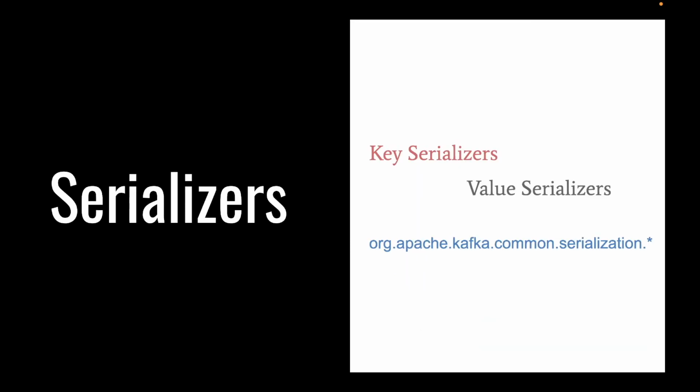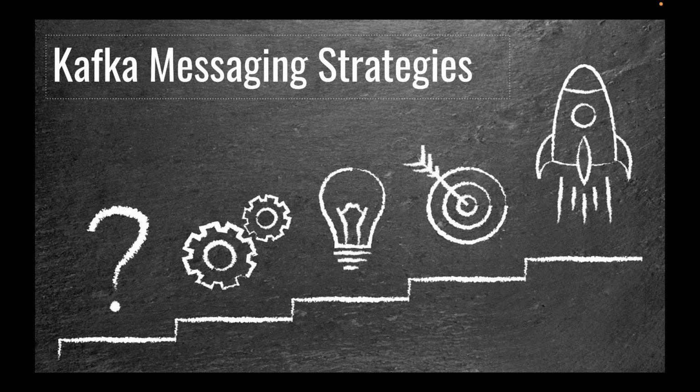In the previous diagram I showed, we have a serializer, and this serializer serializes both the key that you are sending, if you provide a key, and the value of the message that you are sending. If you check through the Apache package, you can see a lot of different serializers, and you can choose any one that fits your need.